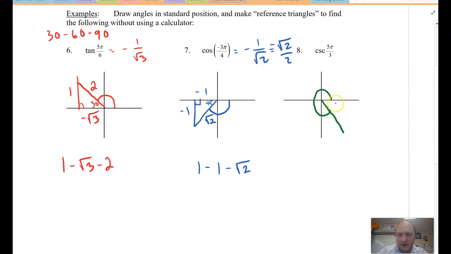Okay, so I have a 60. That's terrible. I'm going to do this. There's that angle. Okay, so this is a 60-degree angle, and again, 60 is 1, root 3, 2. So since this is 60, this side is going to be root 3, and it'll be negative. Sides across from the 30, so this would be 1, and this side will be 2.